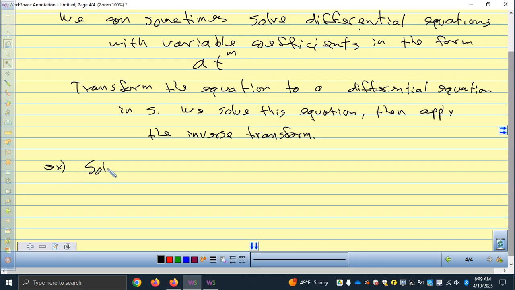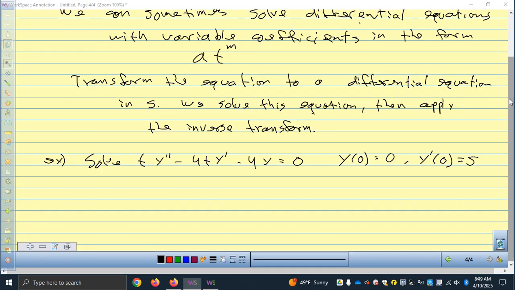So we want to solve t y double prime minus 4t y prime minus 4y equals 0, with y of 0 equals 0 and y prime of 0 equals 5. With the techniques we've learned previously, we would not be able to apply them to this differential equation. But now that we know the derivative of a transform, we can solve this.